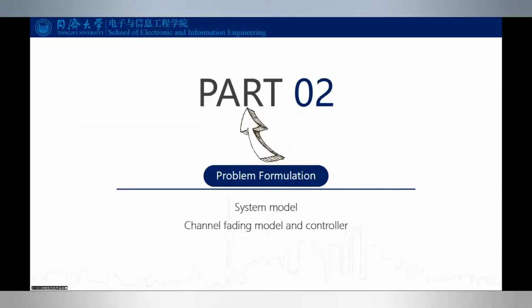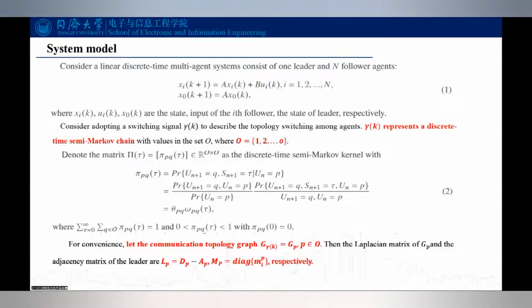Part 2 is problem formulation. Consider a linear discrete-time multi-agent system as equation 1, adopting a switching signal gamma k to describe the topology switching among agents. Gamma k represents a discrete-time semi-Markov chain. Denote the matrix pi tau as the discrete-time semi-Markov kernel.